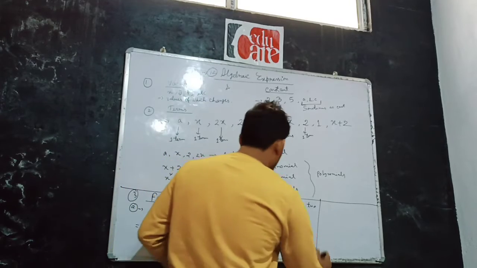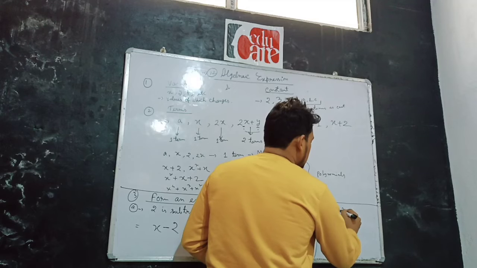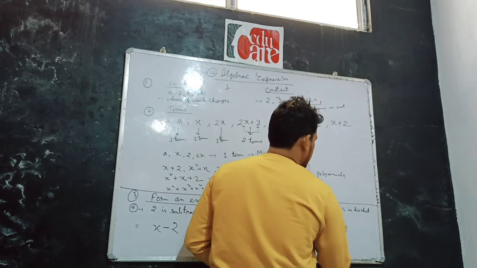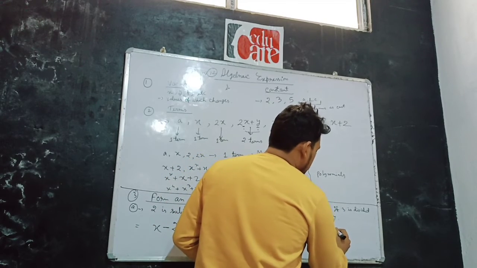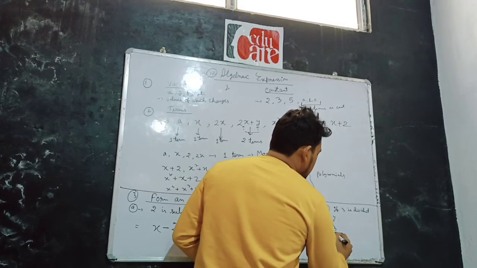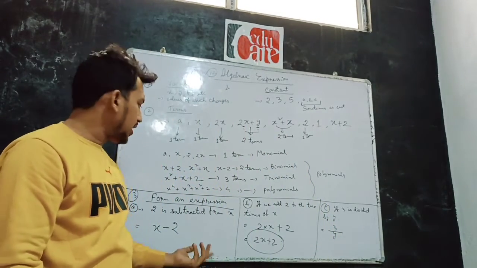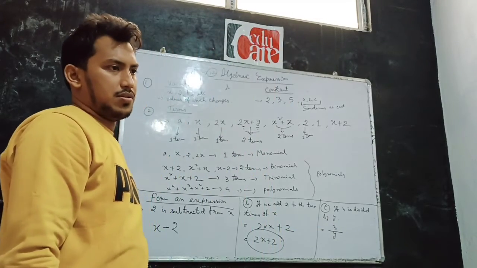If 3 is divided by y, that means 3 is divided by y. So these are the procedures to form expressions.